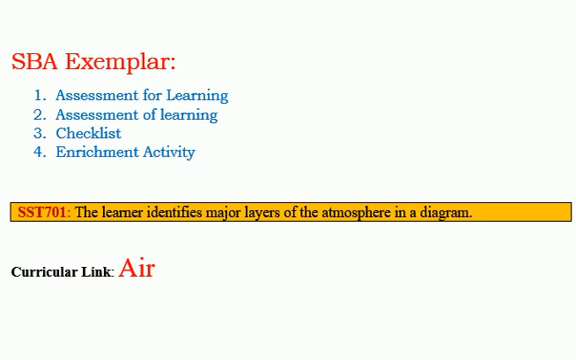In this exemplar, we have highlighted four things. One is assessment for learning, second is assessment of learning, and then checklist, and in the end, enrichment activity. For this exemplar, we have taken the learning outcome SST 701. The learner identifies major layers of atmosphere in a diagram. The curricular link of this learning outcome is the chapter Air in the geography book of class 7.